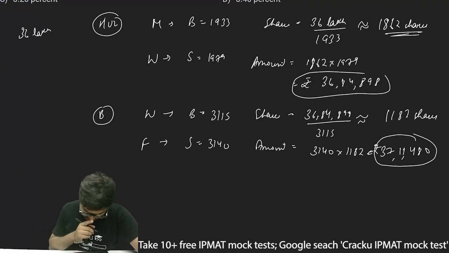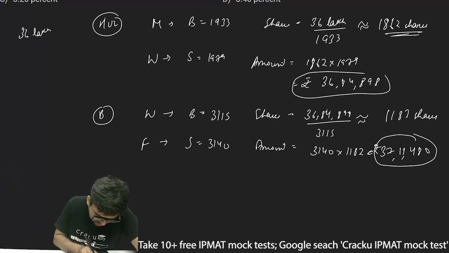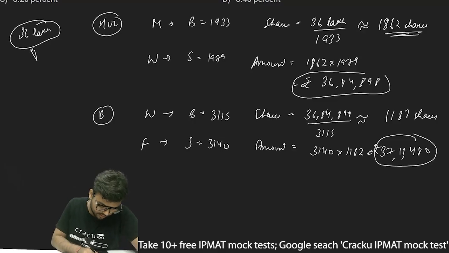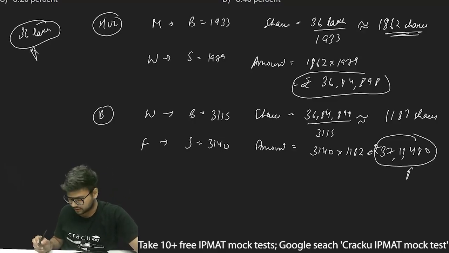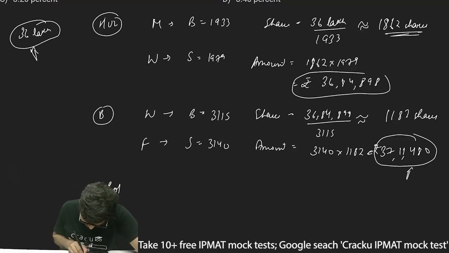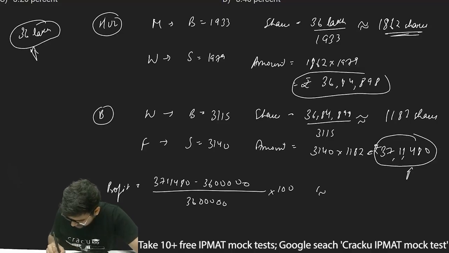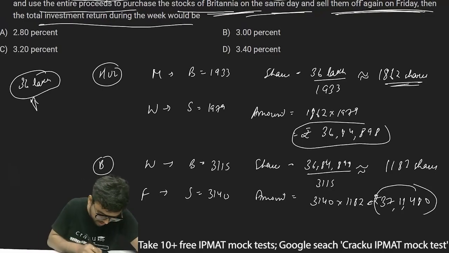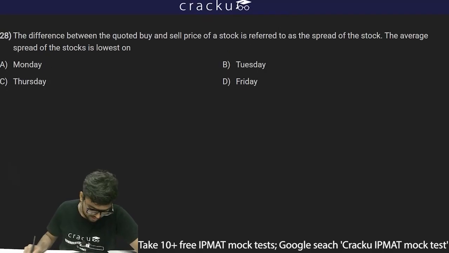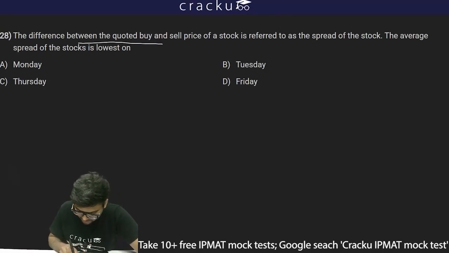Now, if you solve this, initially the investment amount was 36 lakhs at the start of the week, and the final amount is 37 lakhs 11,480. Thus, his overall profit will be (3711480 minus 36 lakh) divided by 36 lakh into 100. This value will nearly come out to be 3.2%, and therefore the answer is option C, which is 3.20%.